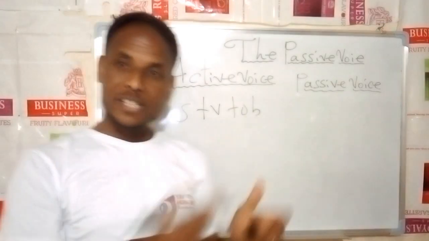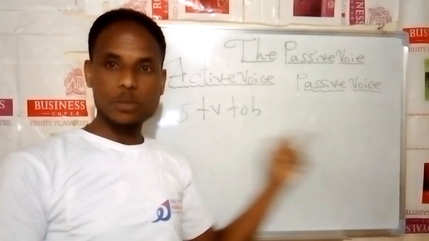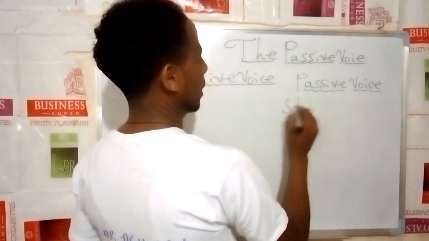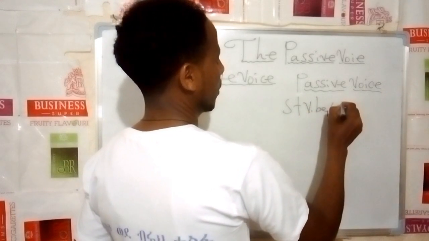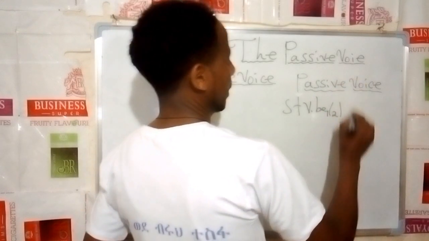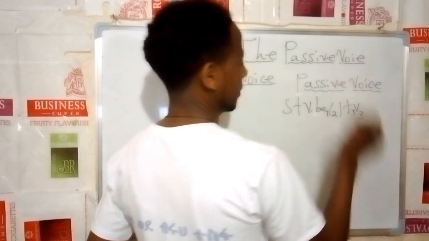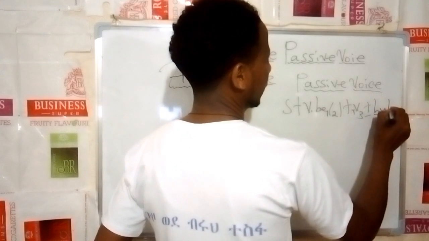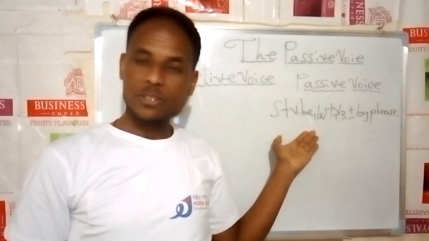Whenever changing the active voice into the passive voice, the object of the active voice becomes the subject for the passive voice. The passive voice structure is subject plus verb of be, in the infinitive or past simple form, plus V3. The verb is always transitive, plus or minus by phrase. This is the exact structure for the passive voice.